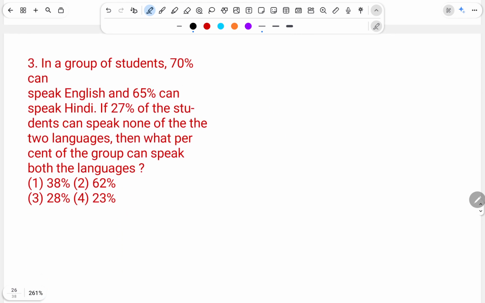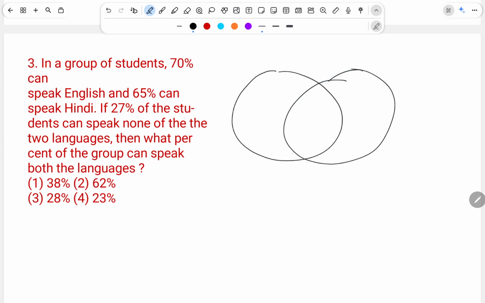In a group of students, 70% can speak English and 65% can speak Hindi. If 27% of the students can speak none of the two languages, then what percent of the group can speak both the languages? In these types of questions, two categories are taken. Take Venn diagram support. One speaks English, one speaks Hindi. English is 70% and Hindi is 65%.